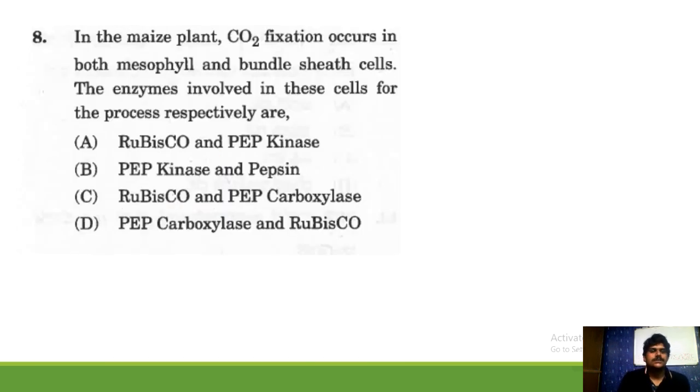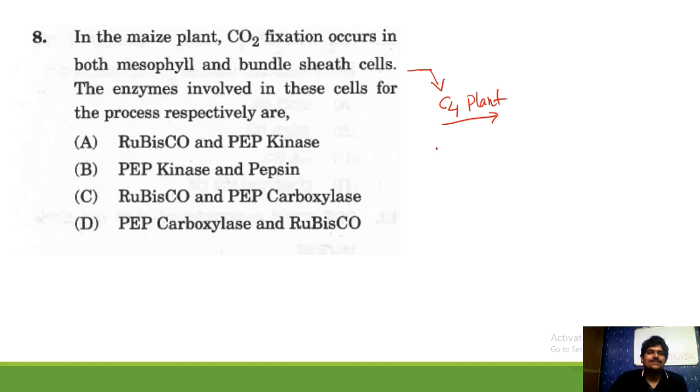Okay, let's move to the next one. Question number 8 says that in the maize plant, carbon dioxide fixation occurs in both mesophyll and bundle sheath cells. That means the first two lines say that this maize plant is a C4 plant, which undergoes the C4 pathway. Okay, that is final, right?